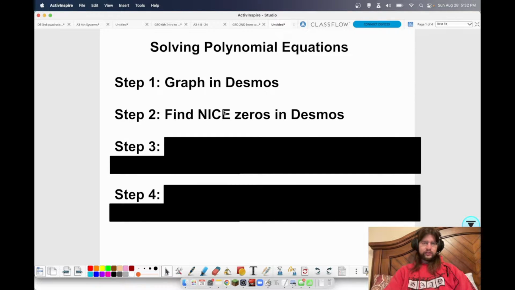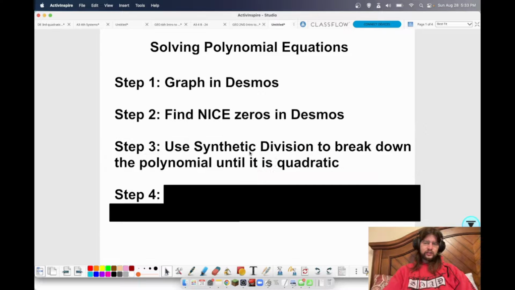Once you have it graphed, you're going to find the nice zeros. I've designed the problem so that at least most of them will have nice zeros. That is, the zeros will be either fractions or integers. If you look, there will be no more than 2 decimal places for the fractions. And if you get one of those, just type it in the calculator.